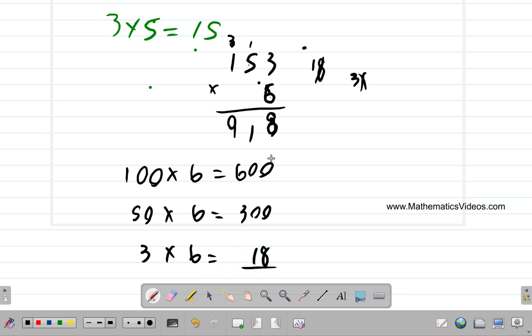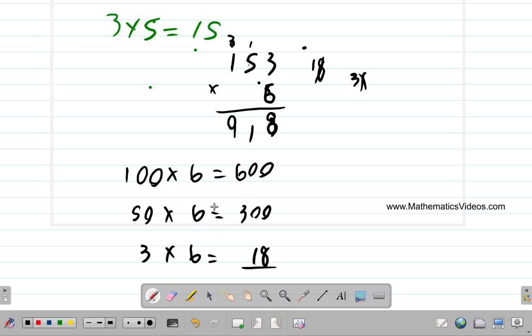So, when you say 6 threes are 18, then the 8 is in the ones column, the column to the right. So you bring down 8 and carry 1. And you say 6 times 5 is 30 and 1 is 31. Right? Yes or no?